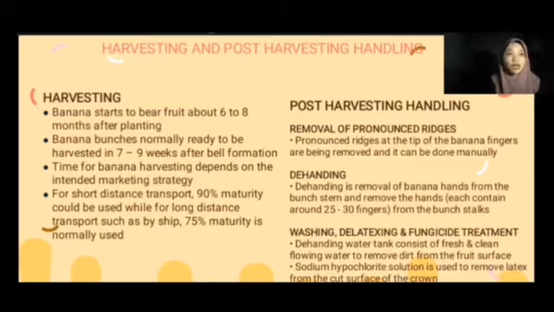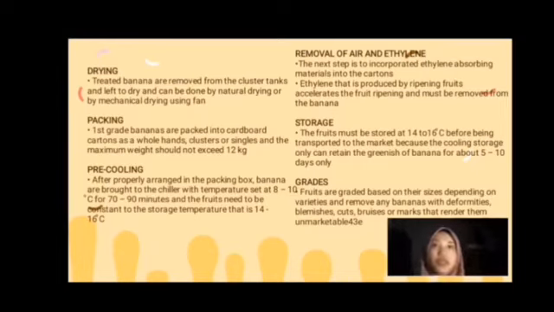The dehanding water tank consists of fresh and clean flowing water to remove dirt from the fruit surface. Sodium hypochlorite solution is used to remove latex from the cut surface of the crown. Drying. Treated bananas are removed from the tanks and left to dry, which can be done by natural drying or by mechanical drying using a fan. Packing. Graded bananas are packed into cardboard cartons as whole hands, clusters or singles, and the maximum weight should not exceed 12 kg.